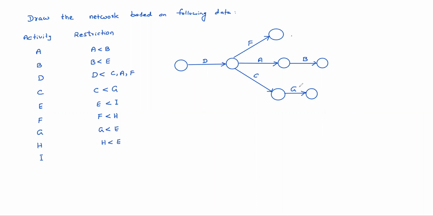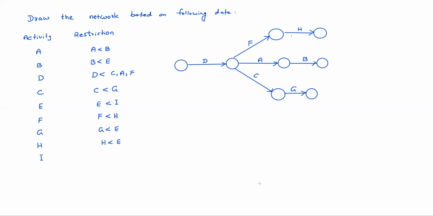C is less than G. Then F is less than H. That means this must be H. F is less than H. G is less than E. H is less than E. G and H less than E. Okay. That means both are less than E, means E activity. Okay.